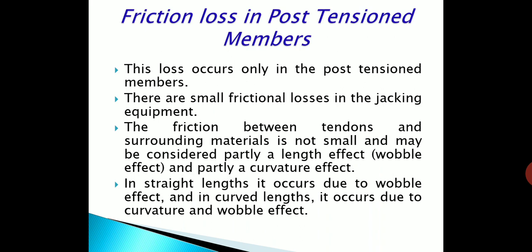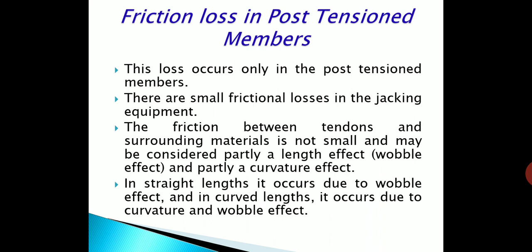Now here the loss can take place at two points. The first is the loss in the jacking equipment, the equipment which you are using to transfer prestress. In that, the friction loss can take place, but it has a very small magnitude, so generally we can neglect it. But the loss which happens because of the friction of the tendons with the surrounding material is a considerable one.